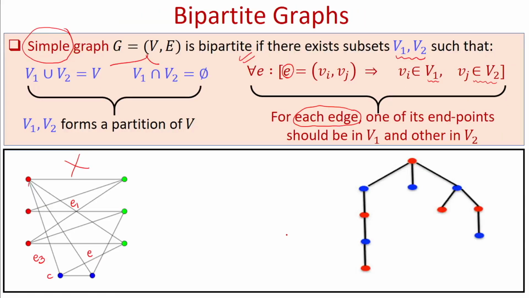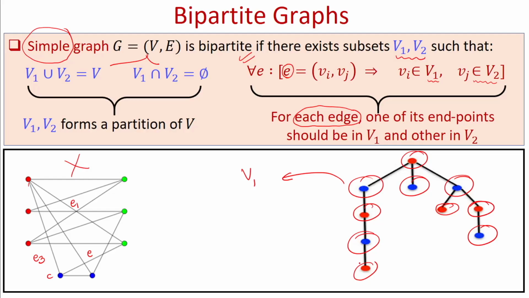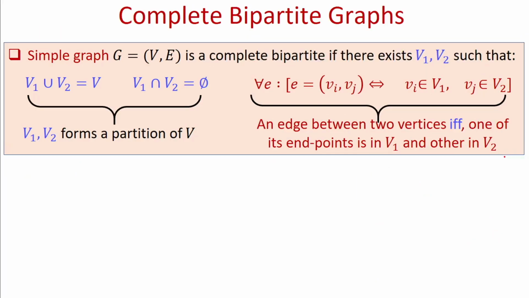And what will be the partition set for the vertex set V? What you can do is you take all the blue colored vertices and put them in the collection V1, and you take all the red colored vertices and put them in the collection V2. And now you can see that you take any edge E in this graph, one of its endpoints will be in V1 and the other endpoint will be in V2. It won't be the case that both its endpoints are either in V1 or in V2. So that's why this is an example of a bipartite graph.